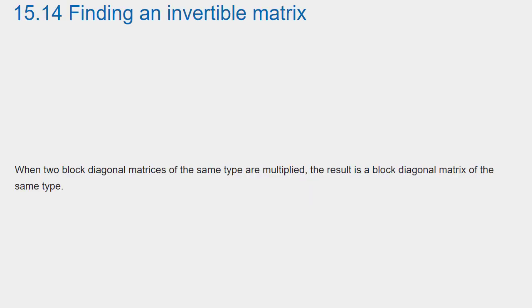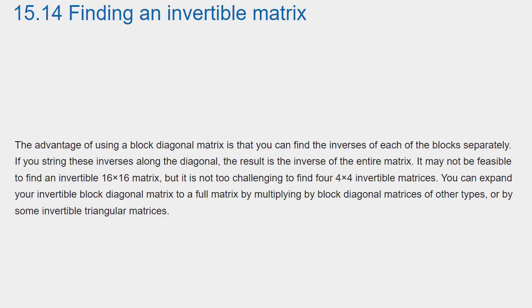When 2 block diagonal matrices of the same type are multiplied, the result is a block diagonal matrix of the same type. The advantage of using a block diagonal matrix is that you can find the inverses of each of the blocks separately. If you string these inverses along the diagonal, the result is the inverse of the entire matrix.